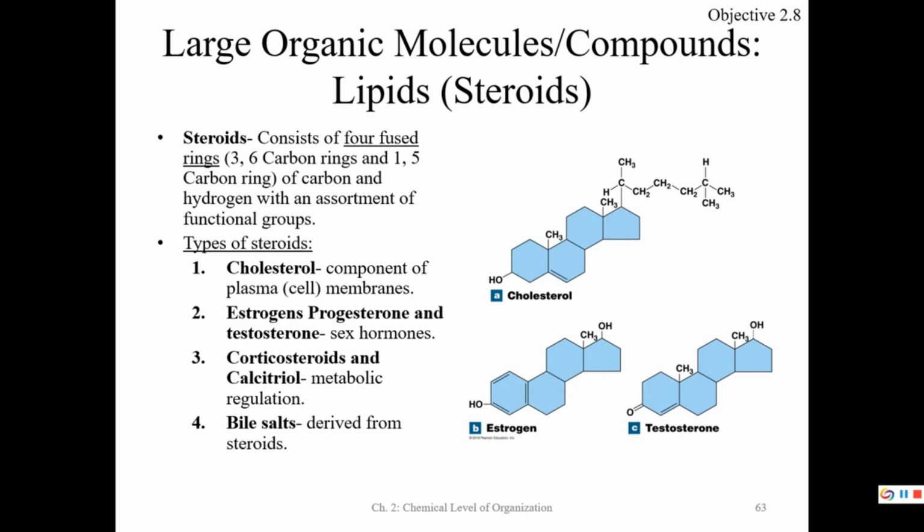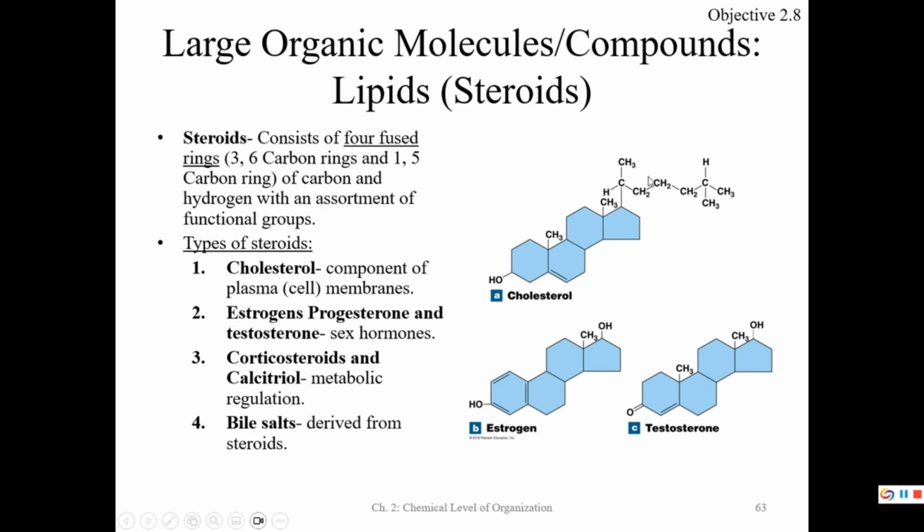Steroids, they are going to have 4 fused rings. So notice 1, 2, 3, 4. They all have this basic skeleton of 4 fused rings. 3 of these are 6 carbon rings, and 1 of them is a 5 carbon ring. So they all have fused rings: 3 6 carbon rings, 1 5 carbon ring. Cholesterol, estrogen, testosterone, for example.